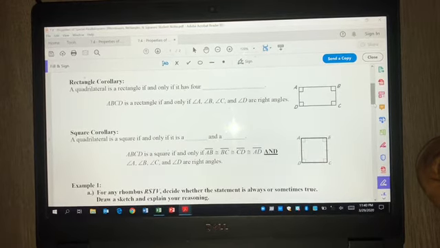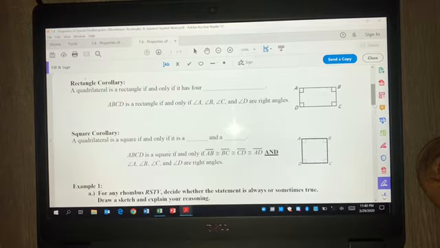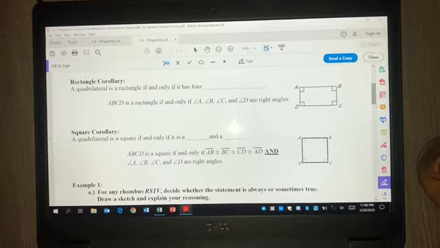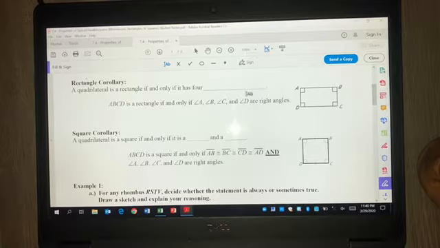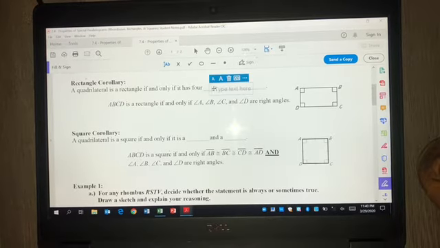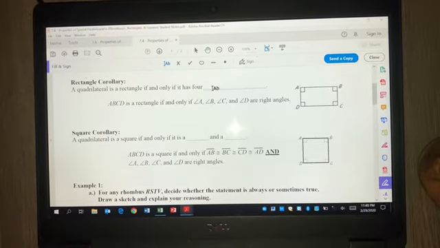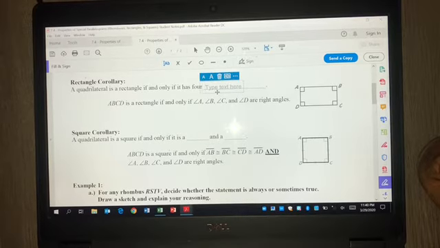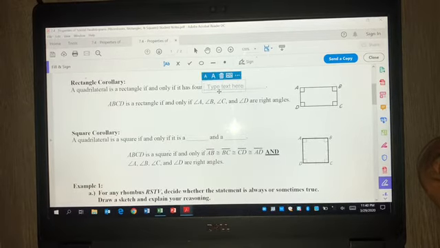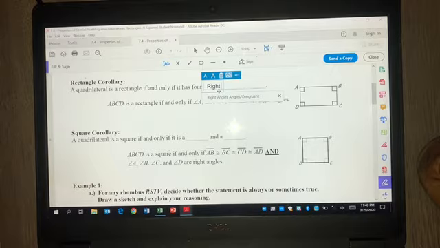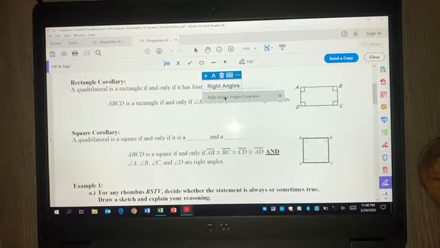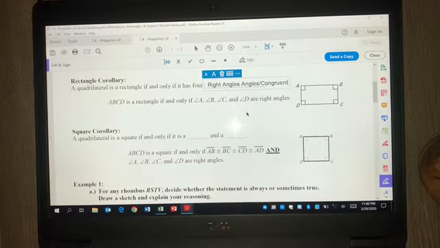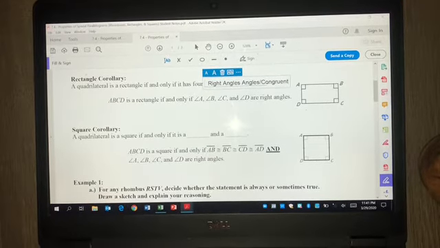Then we look into a rectangle, and a quadrilateral is a rectangle if and only if it has four right angles, or we could say if all of its angles are congruent. So four right angles, or if all four angles are congruent.